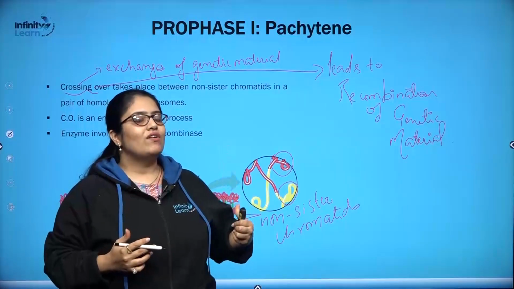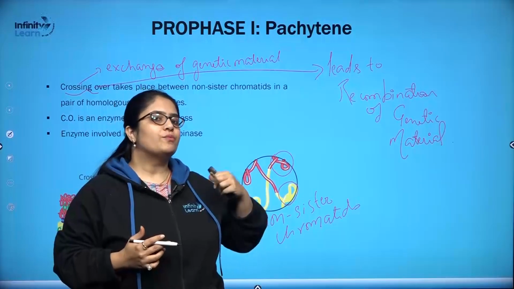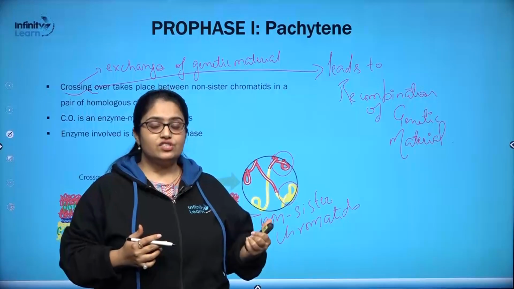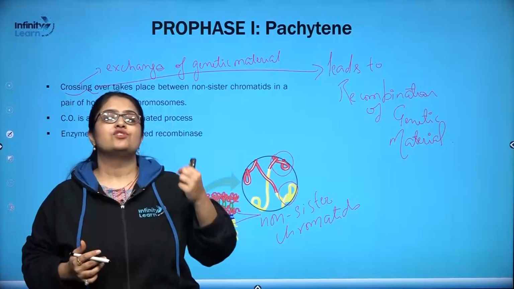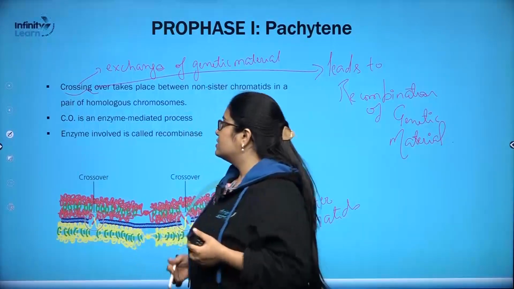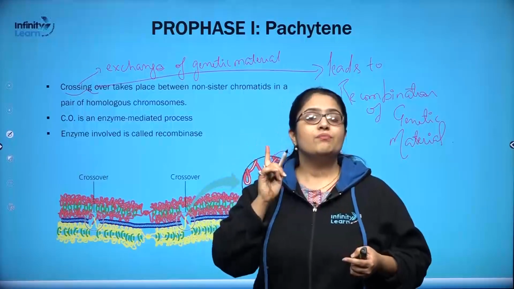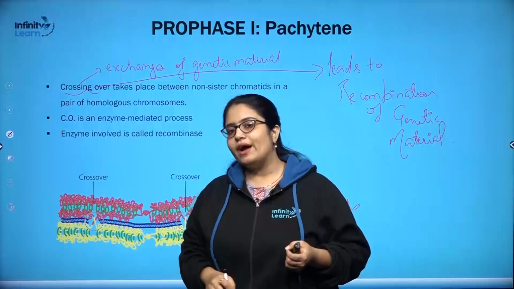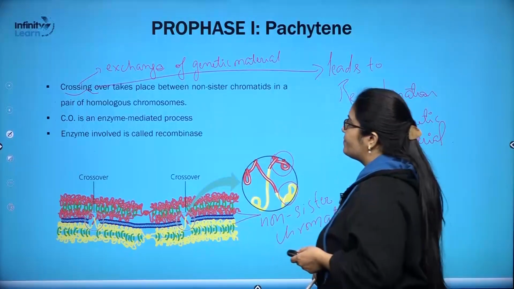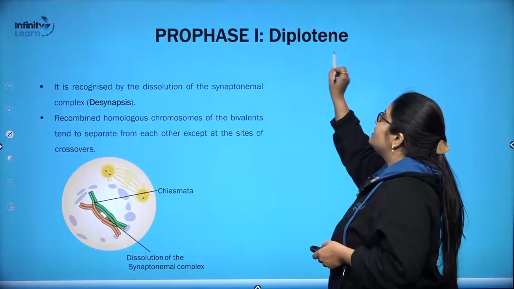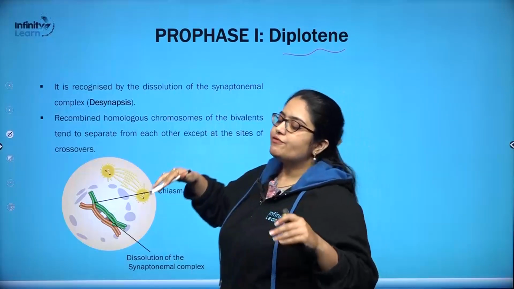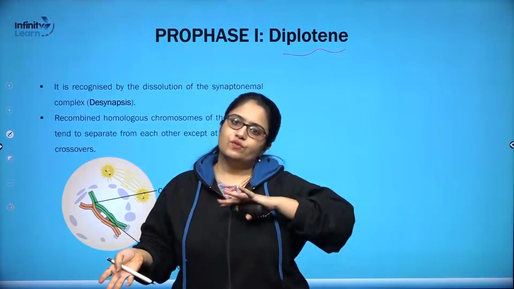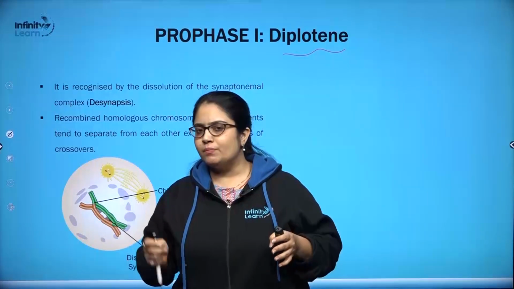So this crossing over, which takes place in the Pachytene stage of prophase 1, is responsible for recombination, responsible for variation. It is a very important step as far as the evolution process is concerned. Now crossing over is an enzyme mediated phenomenon, my dear students. Enzyme recombinase is required for crossing over to take place. Next stage is the diplotene stage. Now listen to this very carefully, my lovely kids. The crossing over has already been completed. It was initiated as well as completed in the Pachytene stage.